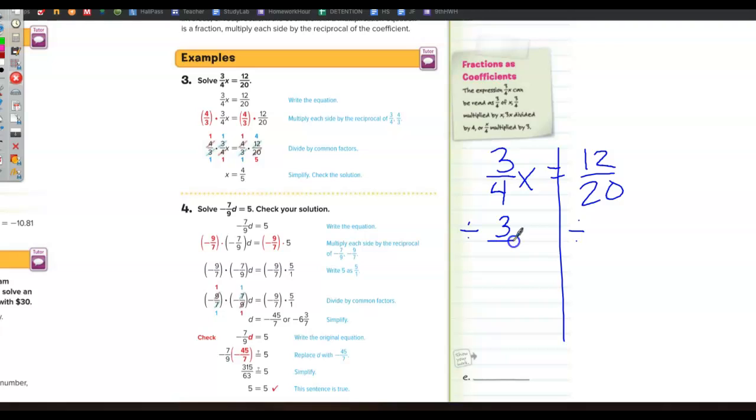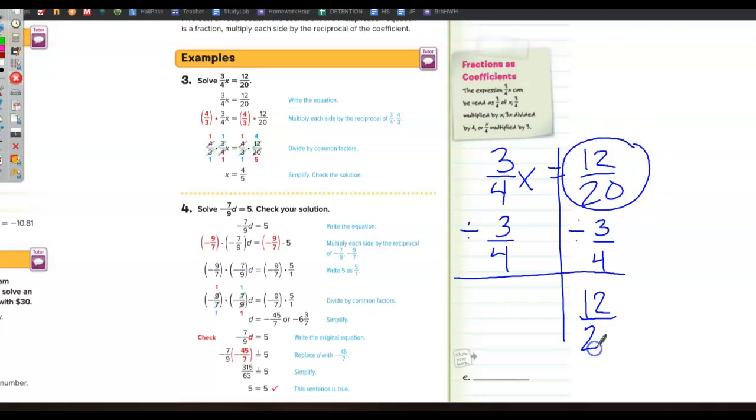3/4. Okay, now make sure you write divide by, because especially when we start mixing operations, you're going to need that sign to know what you're doing, right? Okay, so when we divide fractions, what is our saying? Keep, change, flip. So I keep which one? The one that's first, so 12/20. I change division to multiplication.